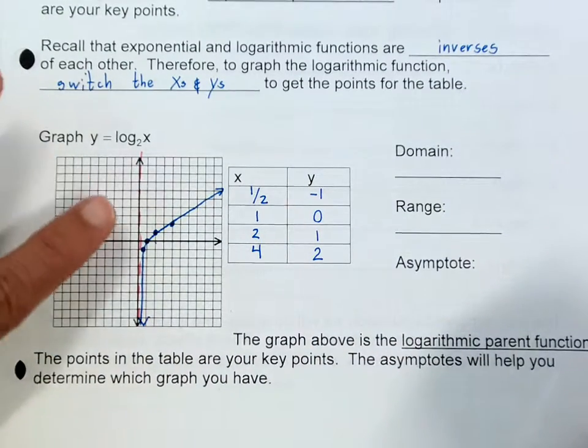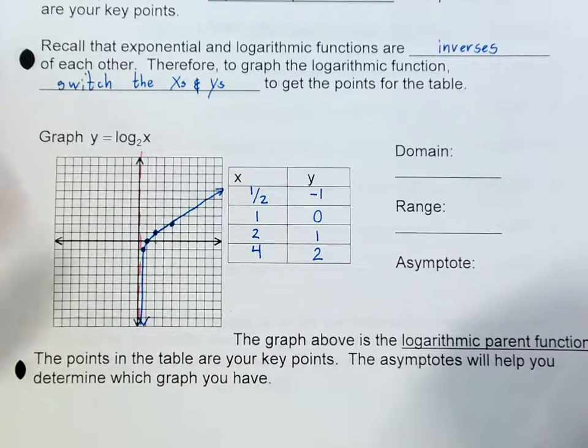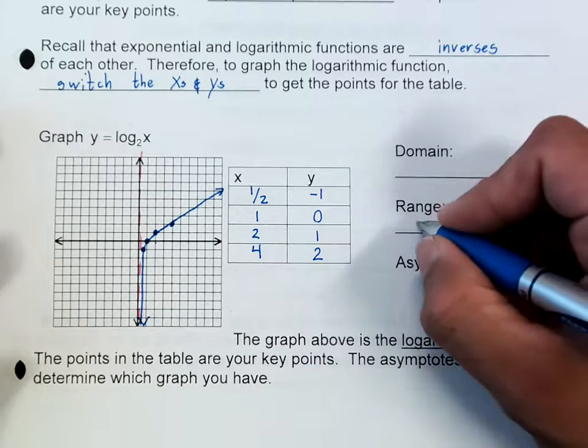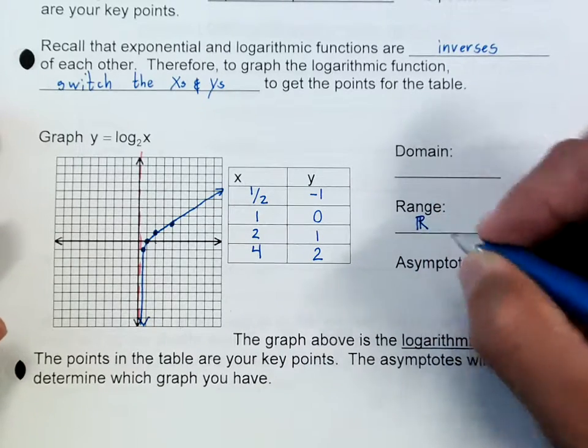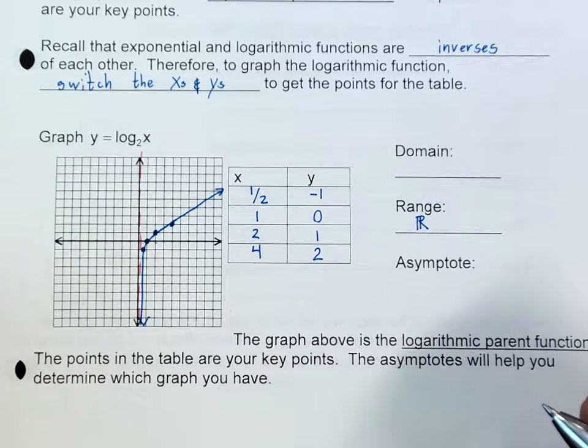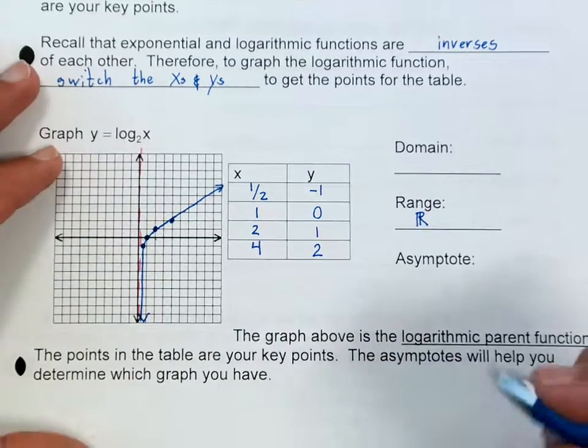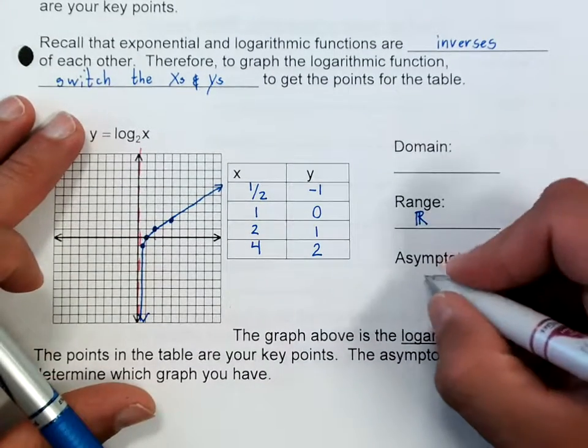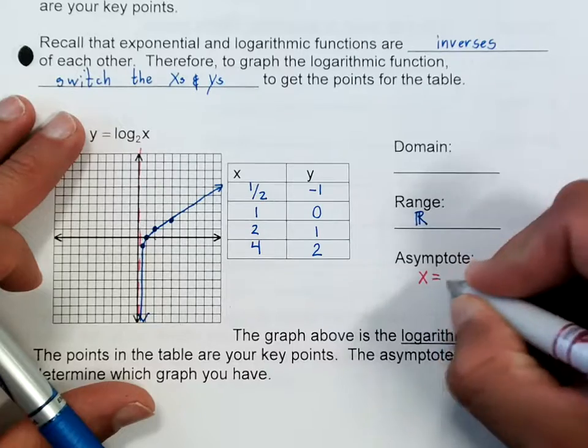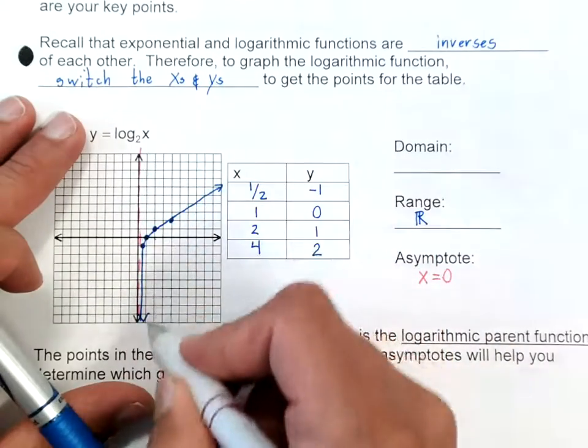What is the range? I think the range is easy to see. What do you think the range is? All real numbers. Alright, because it goes forever down, forever up. Now there's an asymptote. This is called a vertical asymptote, and that will be located at x is equal to 0. X is equal to 0 is this line right here, down the middle.